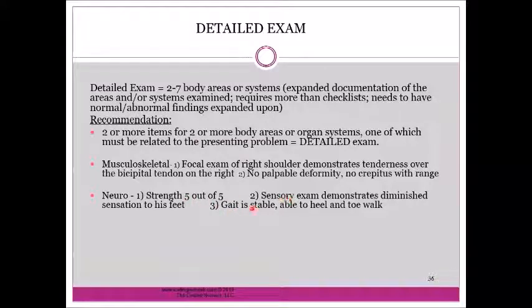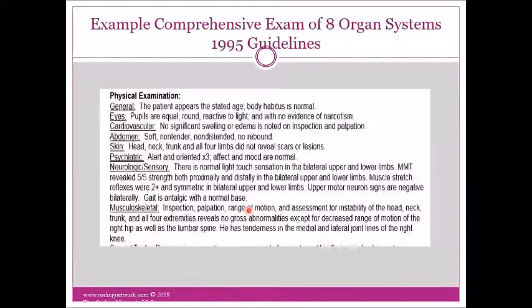Areas of focus on the exam. So this would be a detailed exam. Again, most of your notes that I looked at easily supported this. And then, of course, for your comprehensive exam, the 8 organ systems are listed here. So general would be constitutional. We have eyes separate. There's cardio, GI, skin, psych, neuro, and musculoskeletal.